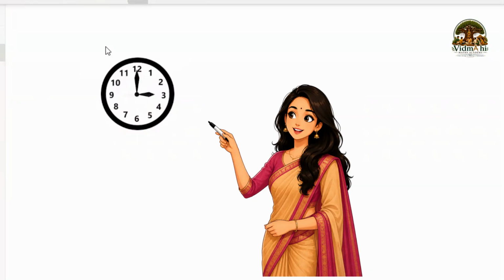Student, look at this clock. Right now, the minute hand is pointing at 12 and the hour hand is pointing at 3. Now imagine the minute hand starts from 3 and rotates anti-clockwise. If it reaches 12, how much angle has it covered? That's right, 90 degree.